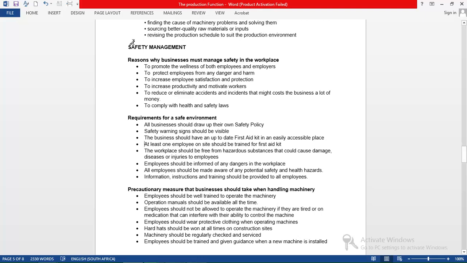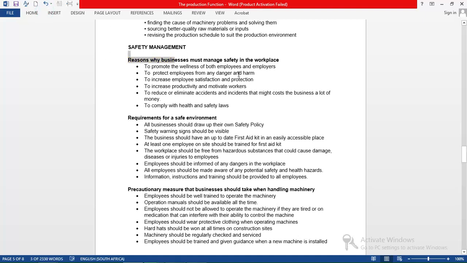Okay, let's start with safety management. Safety management, guys, we're talking about making sure that the environment where workers are working is safe and healthy. That's safety management. So you are managing the workplace environment where employees are working and ensuring that the workplace is safe, healthy and clean. There are no dangers, no harms, nothing there that can cause any problems to the business or to the employees.